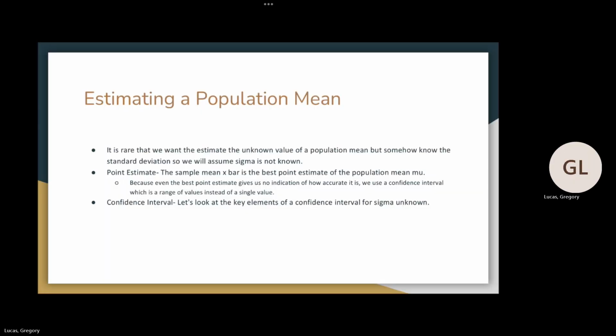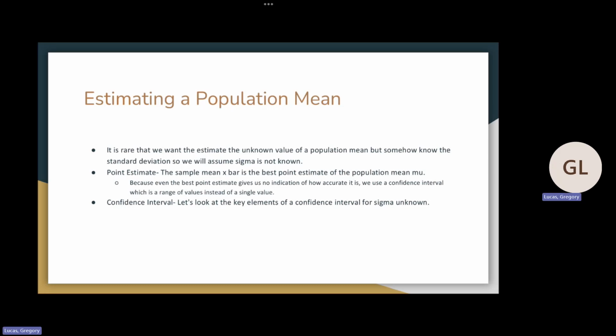Hello, everyone. Today we're going to talk about the confidence intervals for the mean. So if we are trying to estimate a population mean, it is rare that we want to estimate the unknown value of a population mean, but somehow know the standard deviation. So we don't know the mean. There's going to be a really small chance that we're going to know the standard deviation, because if we knew the standard deviation, we probably already knew the mean. So it's not that likely.